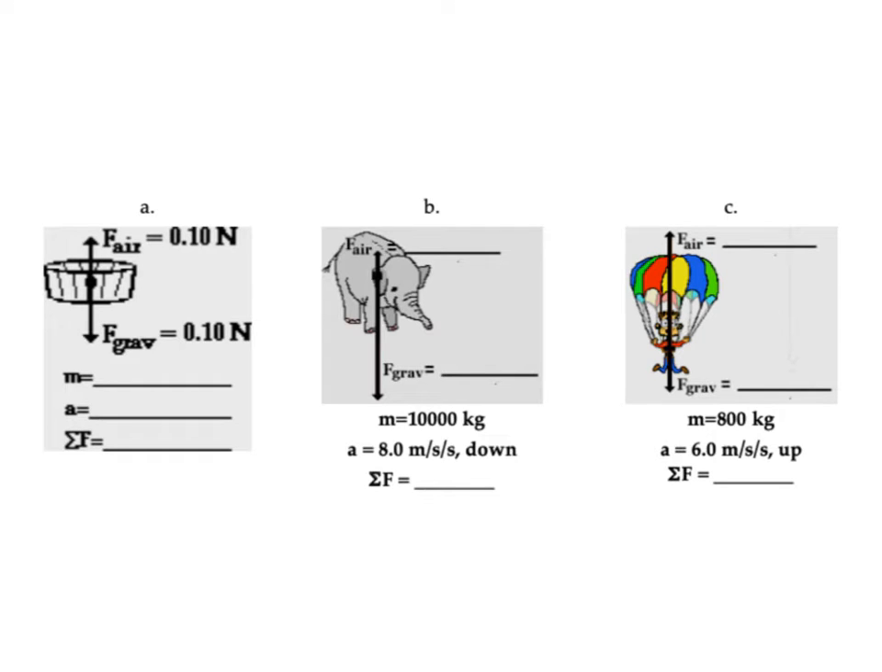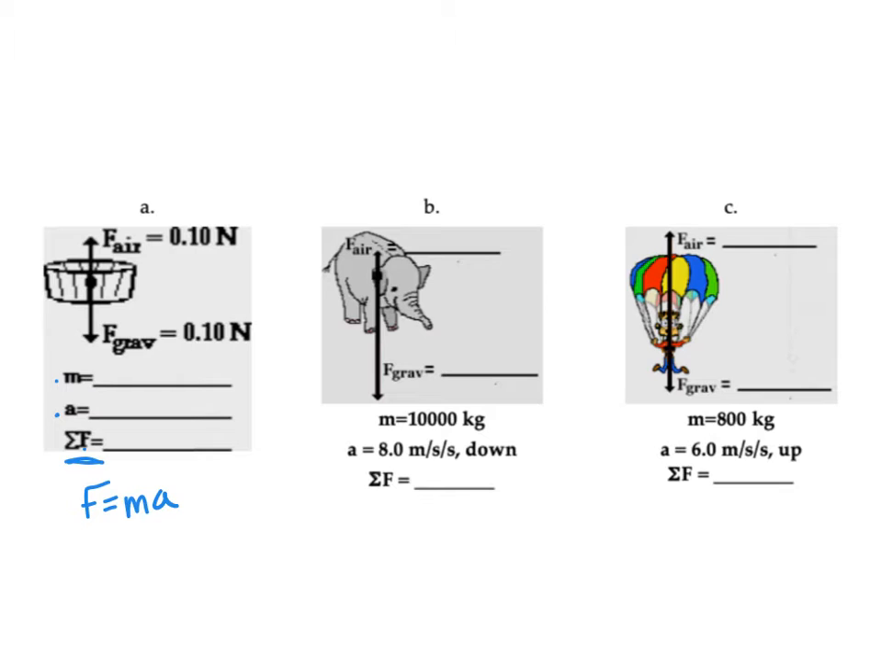Starting off with this first one, we are given the air resistance going up of 0.1 and the force of gravity of 0.1 going down. We're not given the mass, we're not given acceleration, and this symbol at the bottom is sigma F, or the sum of the forces, and that stands for net force. The two ways you can find the net force: if you have the mass and the acceleration of the object, you can use F equals ma to solve for the net force. We don't have those right now, so we can't do that.